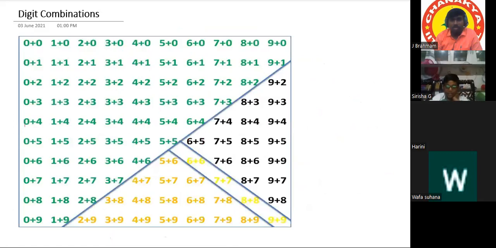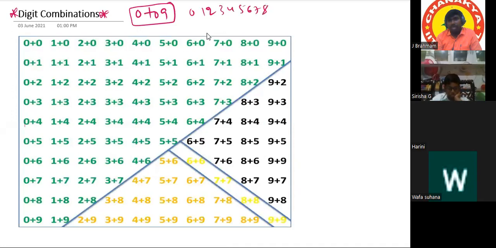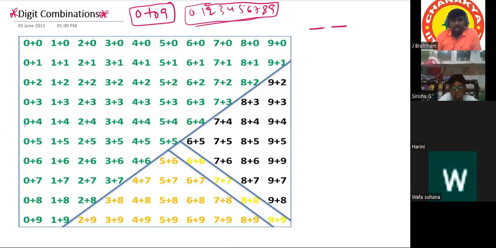Digit combinations. All digit combinations, not only digit sum 10. Using the digits 0, 1, 2, 3, 4, 5, 6, 7, 8, 9, two digits at a time. By taking two digits at a time, how many combinations can we form? You can tell in the chat box. Using these 10 digits, by taking two at a time, how many digit combinations can we form?